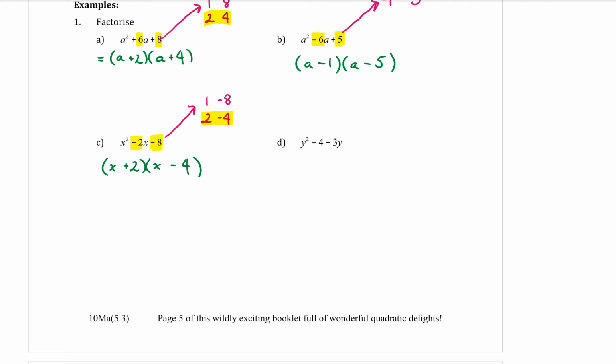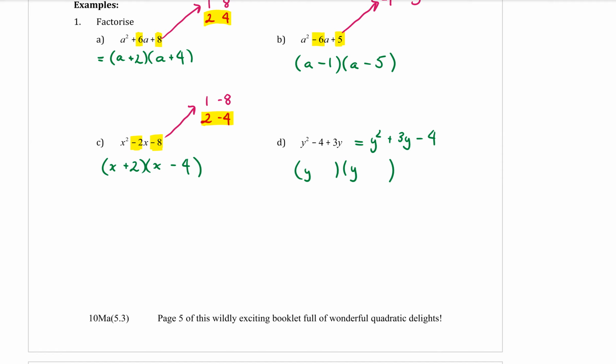Let's do D. This time y is the pronumeral. The problem with D, before we start trying to factorize, is that this trinomial has not been written in the correct order. We have got a y squared term, then a constant, and then a 3y. We don't want to do that. We want to write them in the right order. y squared, then I want the 3y, and then the -4 needs to be down the end, just so it looks like what we're used to seeing.